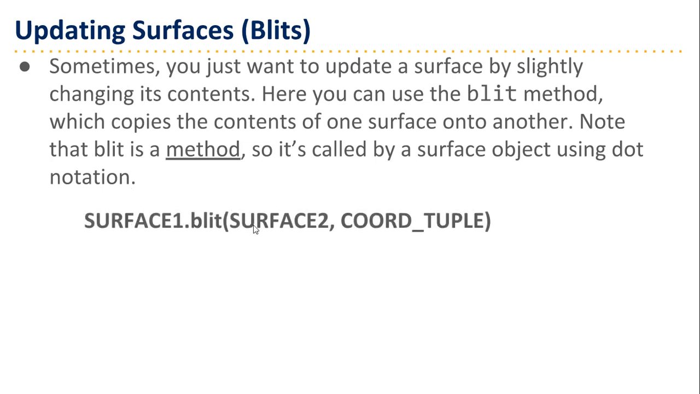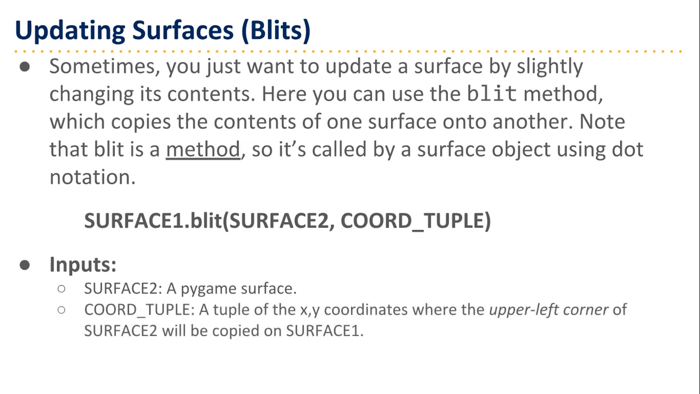Okay, so here are the details. You call, again, surface1.blit, and then the arguments to the function are surface2 and a coord tuple. What does that mean? Well, going through these in more detail, surface2 is a Pygame surface. This is the surface that you want to copy from. And coord tuple is a tuple of the xy coordinates where the upper left corner of surface2 will be copied on surface1. Take a minute and try to digest what that sentence is saying.